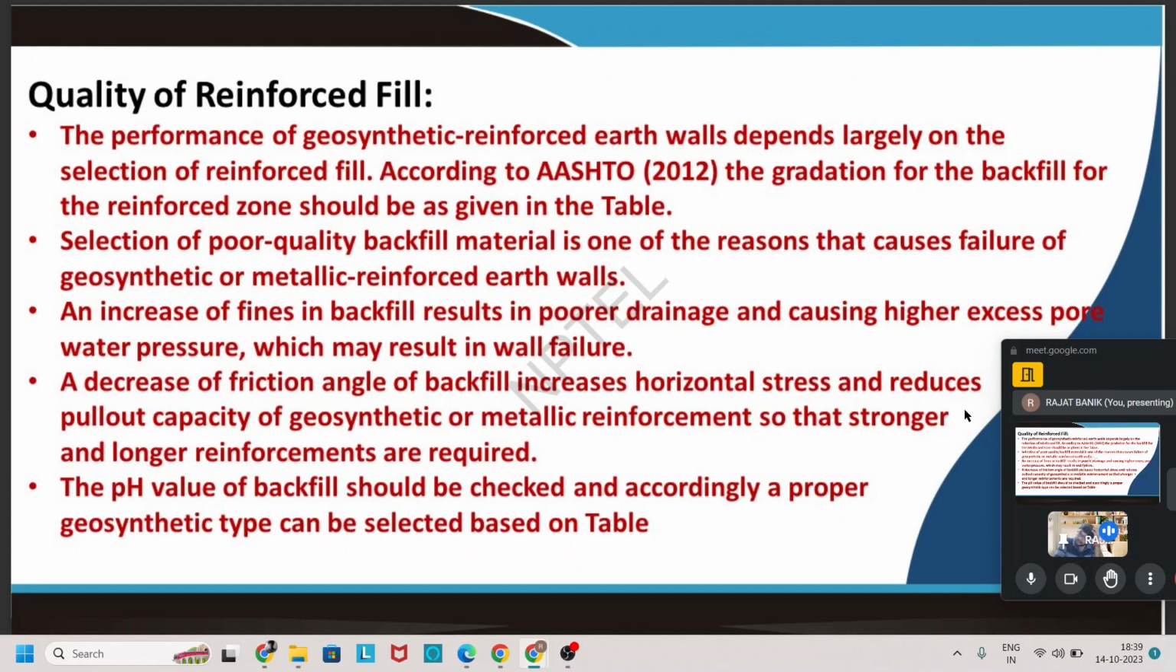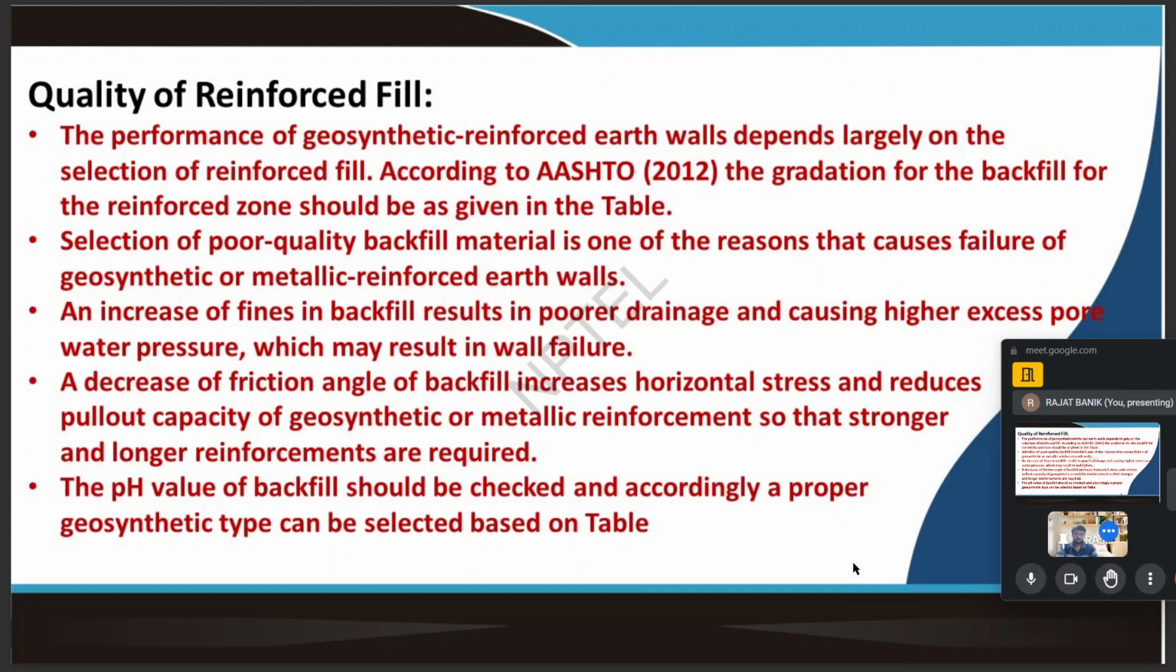The pH value of the backfill should be checked, and accordingly a proper geosynthetic type can be selected based on the table. So these are the requirements we use while choosing the geosynthetic reinforcement material to create the earth wall, which is mechanically stabilized. So, mechanically stabilized earth wall.